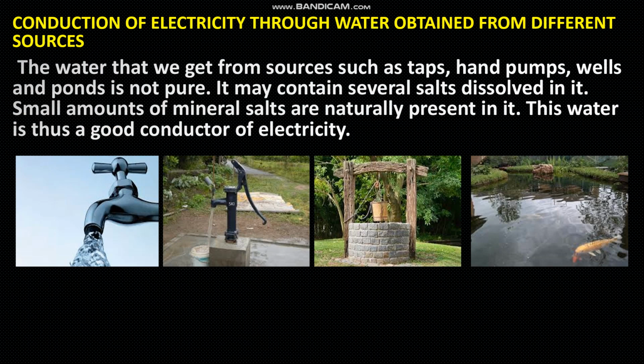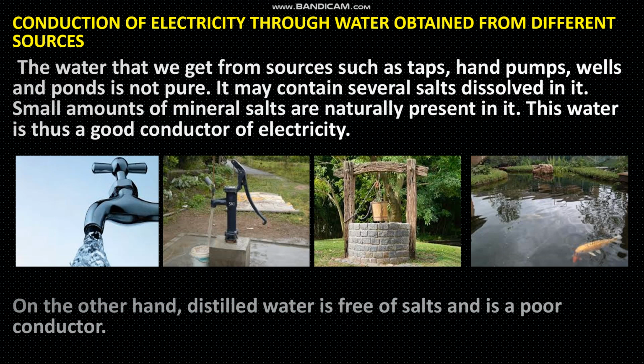Conduction of electricity through water obtained from different sources. We obtain water from different sources such as taps, hand pumps, wells and ponds. The water we obtain from these sources is not so pure. It may contain several salts dissolved in it. Small amounts of mineral salts are naturally present in it. This water is thus a good conductor of electricity. On the other hand, distilled water is free of salts and is a poor conductor.